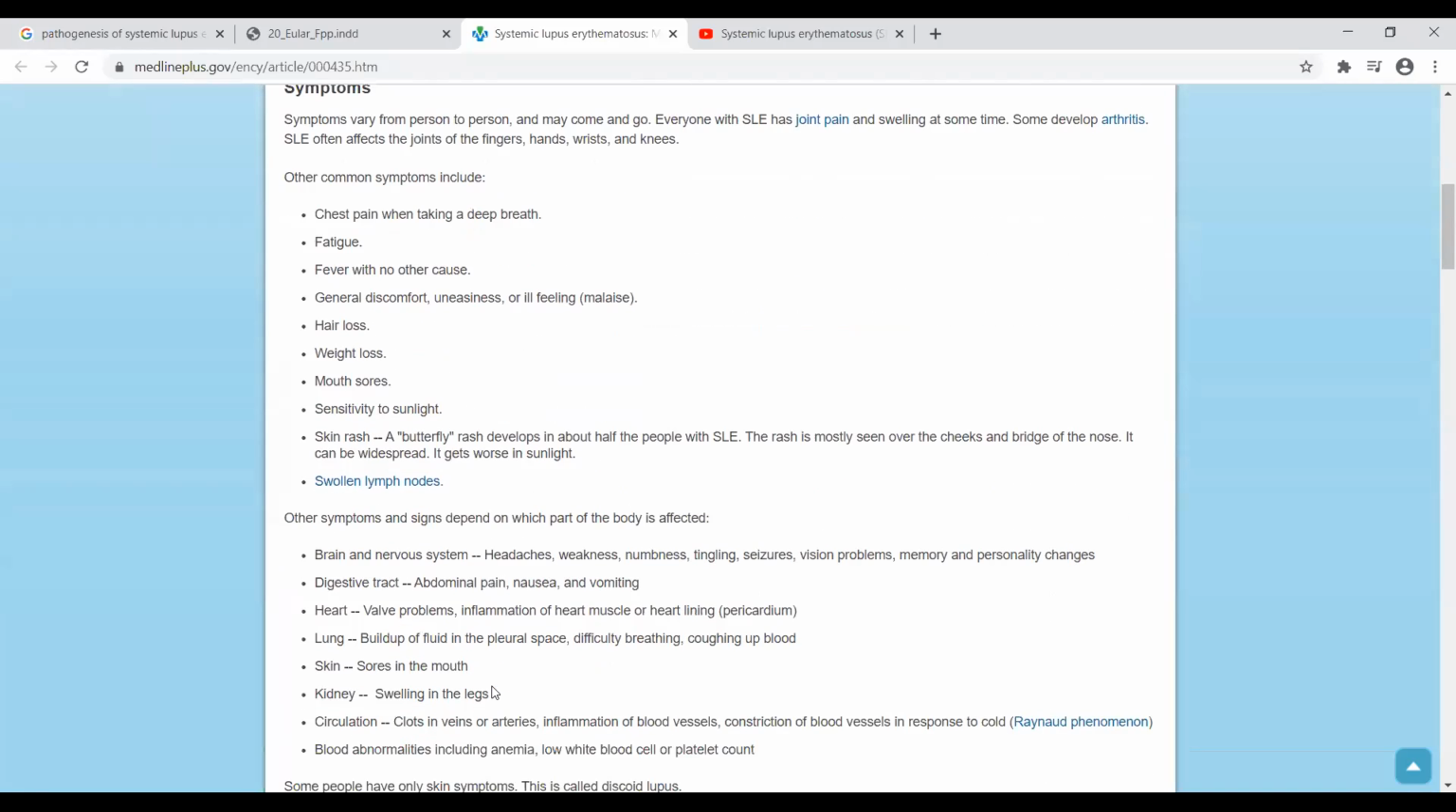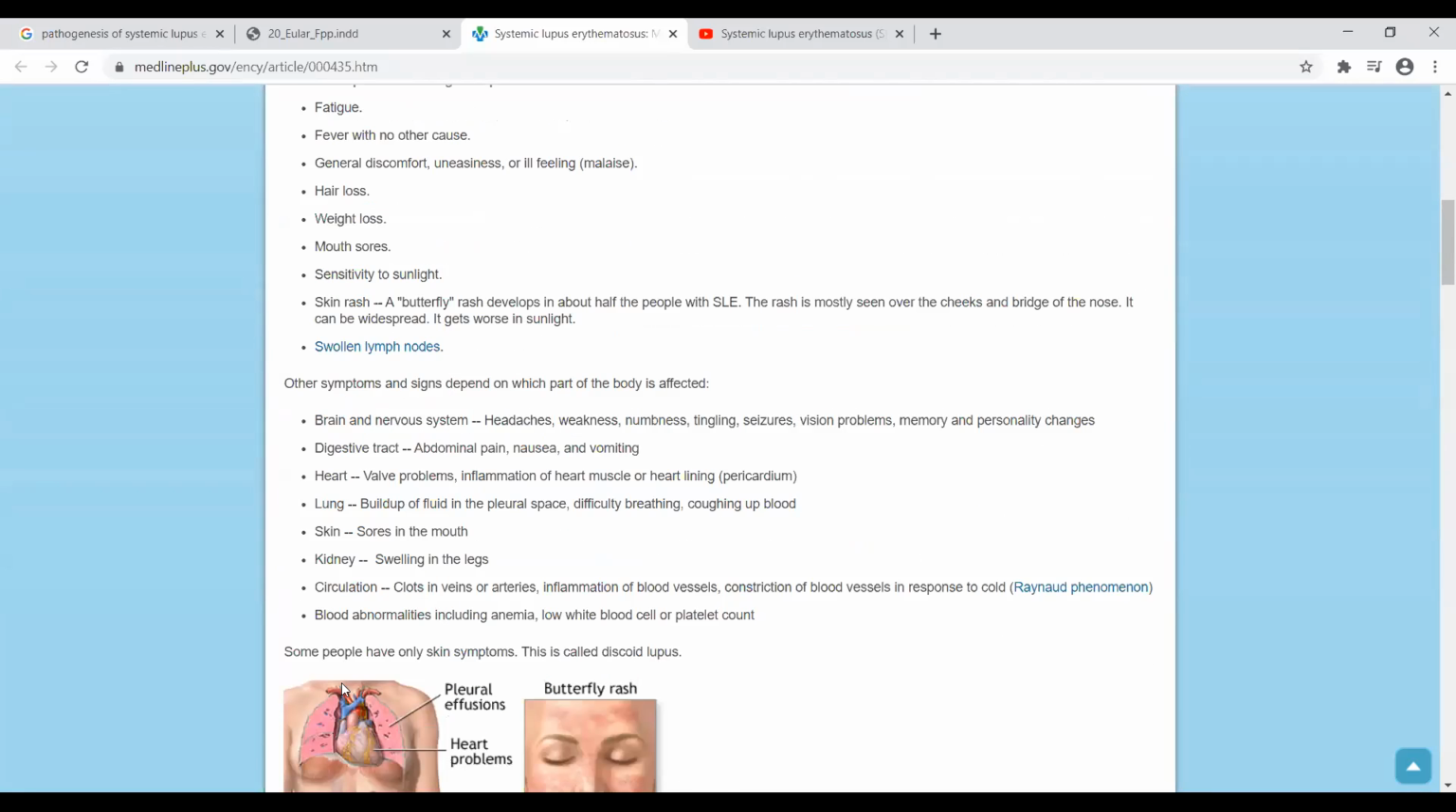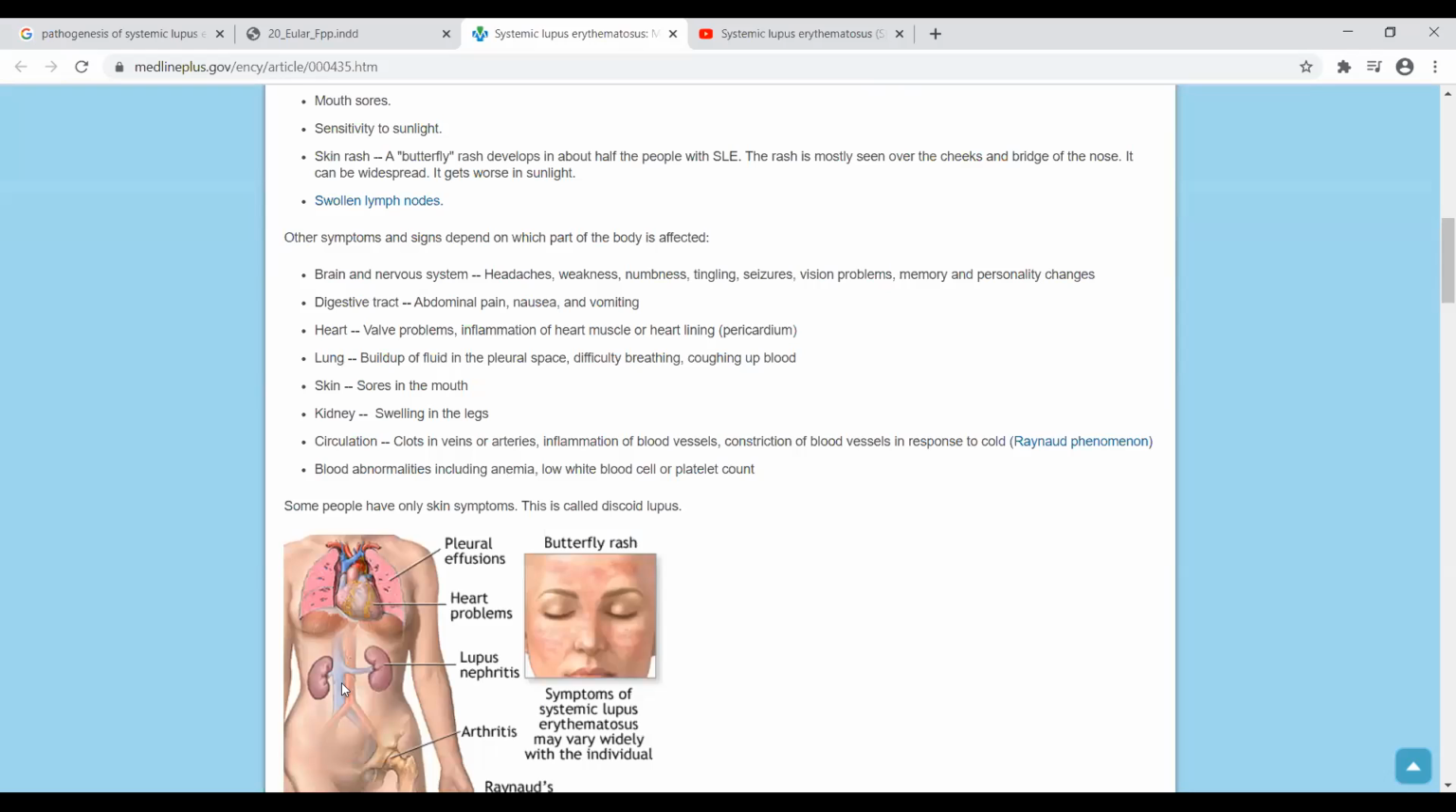The other symptoms that may be seen in the body: it will affect the brain and the nervous system. So the person very often suffers from headache or weakness, vision problems, memory and personality changes, problems in the digestive tract, heart, lung, skin, kidney, blood circulation, and other blood abnormalities.